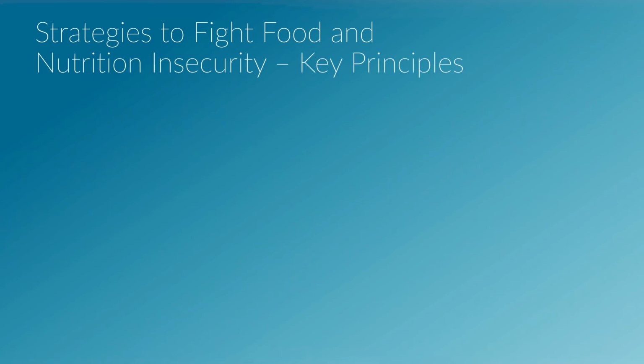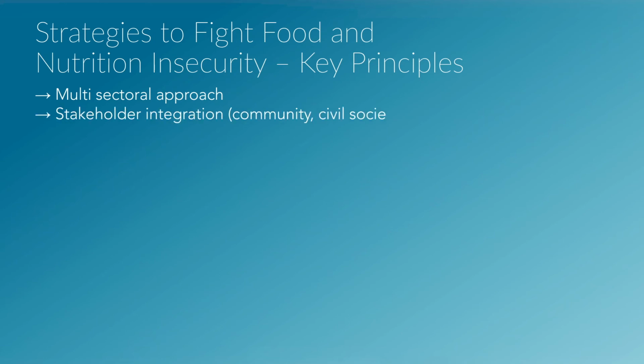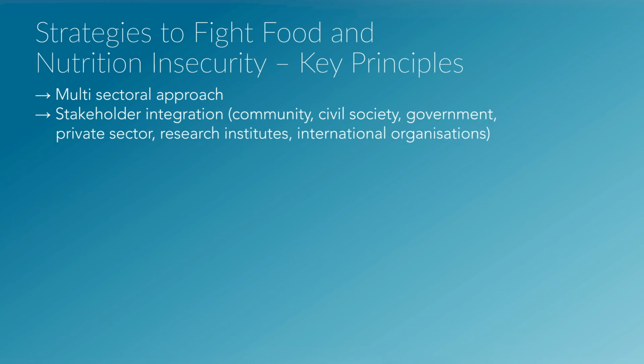Key principles for defining strategies in addressing food and nutrition insecurity are: multi-sectoral approach. As we have seen, every sector has a role to play. Stakeholder integration. Local stakeholders provide the best knowledge and insights on problems and ways to address them. As already seen, every context is specific and requires sound local analysis of food and nutrition insecurity causes before proposing solutions. We look at the broader perspective through systems thinking.